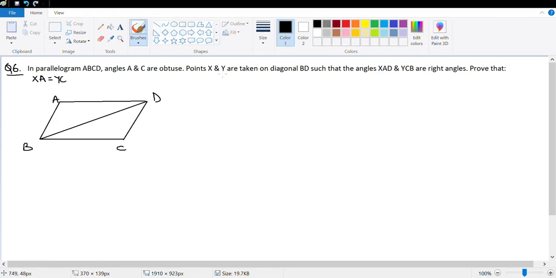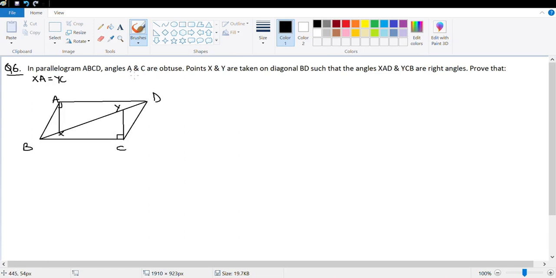Rough drawing done. X is taken such that XAD, so somewhere like this, so XAD would make a 90 degrees, approximately 90 degrees. I've drawn a rough diagram. So this angle is 90, this is point X, and the other one, YCB, is 90, which means Y is somewhere here. Perfect. So this is my point Y. So XAD is 90 and YCB is 90. Perfect. So I have drawn my rough diagram.